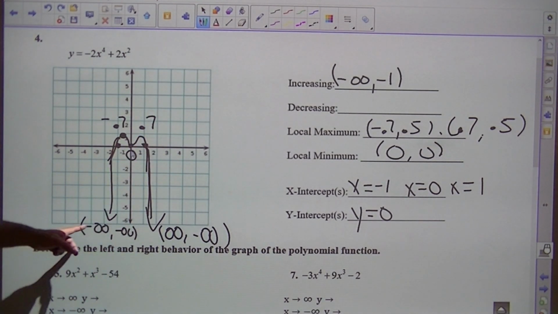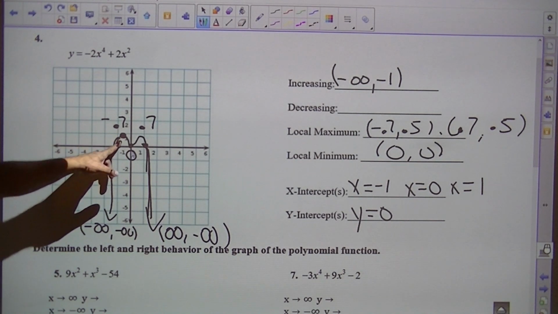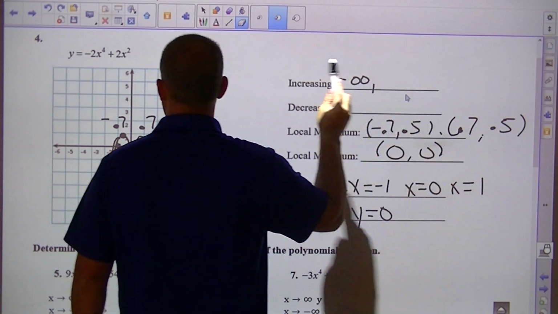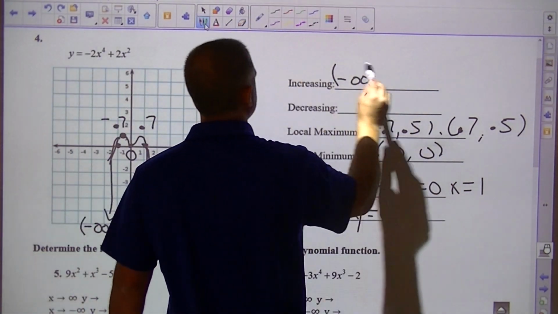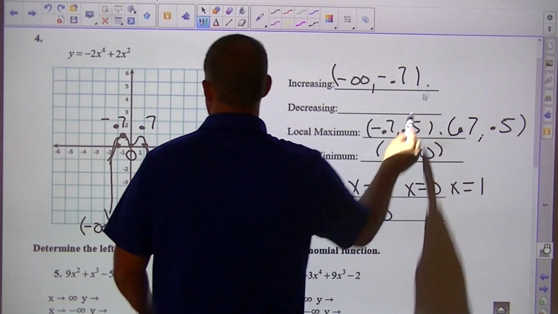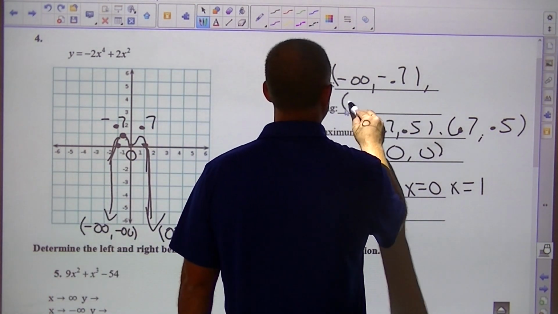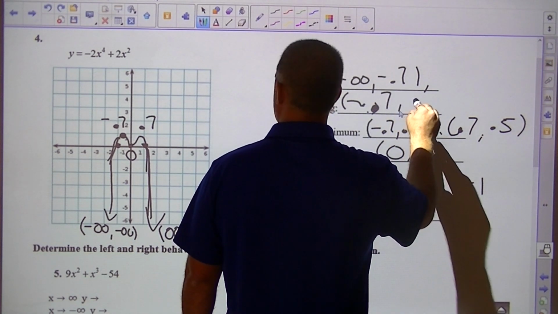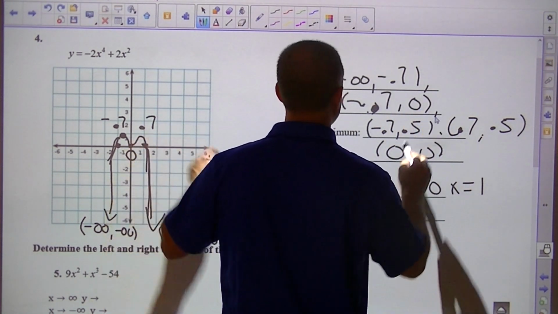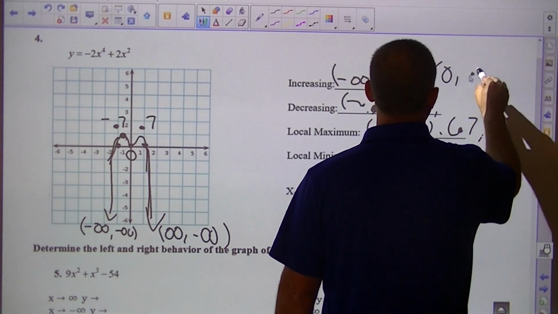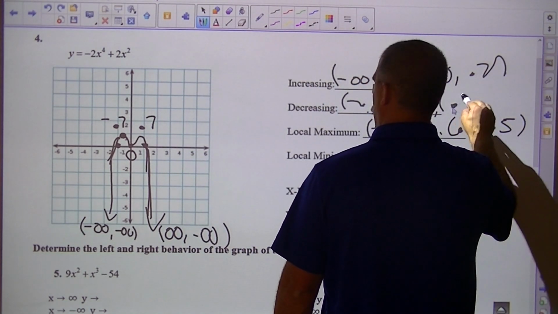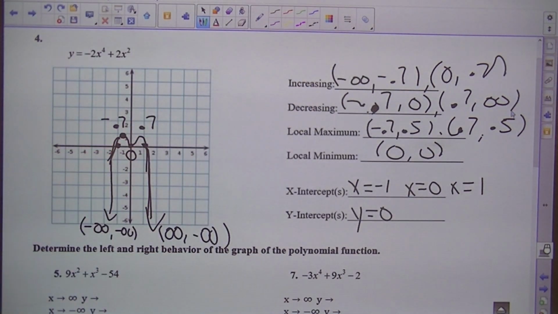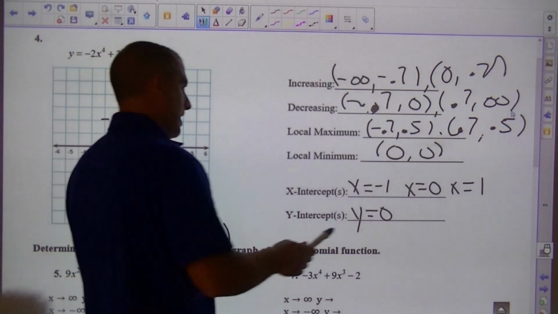Okay, so the increasing is from negative infinity to basically not -1, negative 0.7. Then from negative 0.7 to 0, it's decreasing. From 0 to 0.7, it's increasing. And from 0.7 to infinity, it's decreasing. Okay? Make sure you find the minimum maximums. I didn't do a very good job of that.